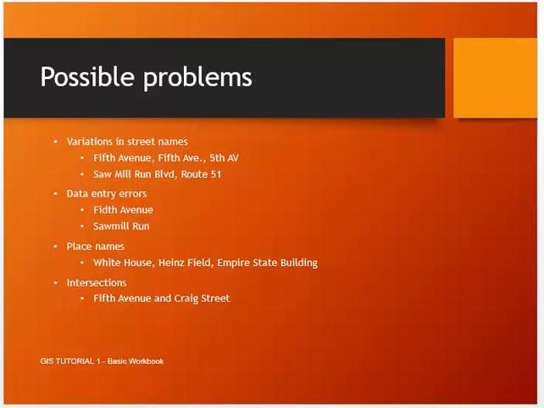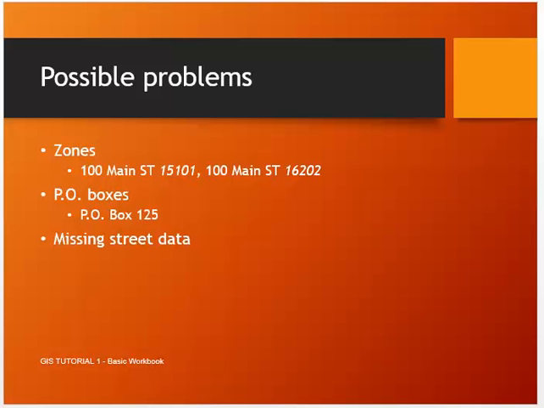Also trying to find intersections, Fifth Avenue and Craig Street. That's a perfectly legitimate address reference if you're giving someone directions. It doesn't work really well when you're geocoding. Sometimes we run into misidentified zip codes, or zip codes that really only exist for the Postal Service rather than a physical location. P.O. boxes obviously are an issue.